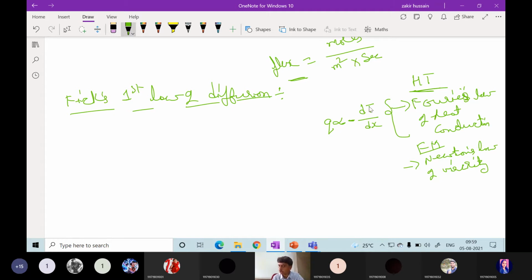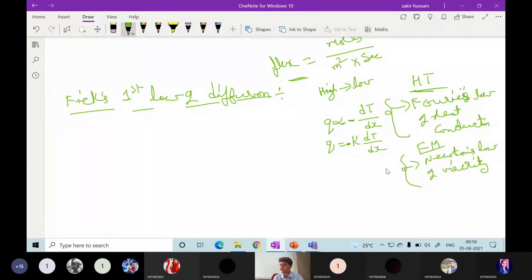This is the Fourier's law of heat conduction, in which the proportionality constant is nothing but the conductivity, K, the thermal conductivity. So the minus sign will be there. This minus sign signifies that heat transfer takes place from the high temperature region to the low temperature region. This is called Fourier's law of heat conduction.